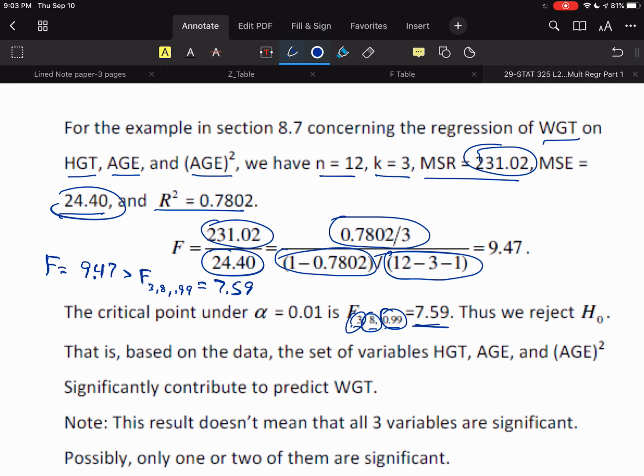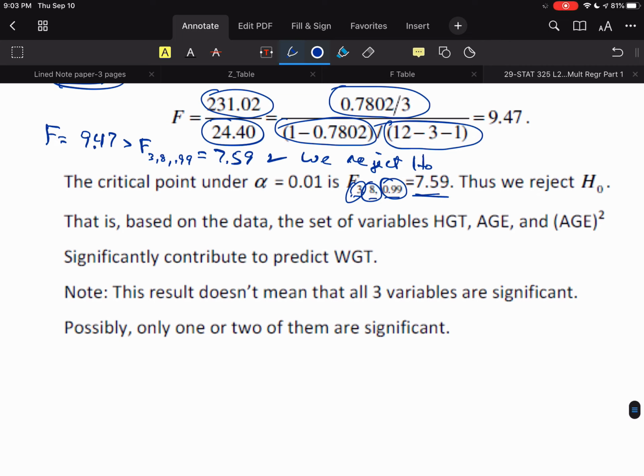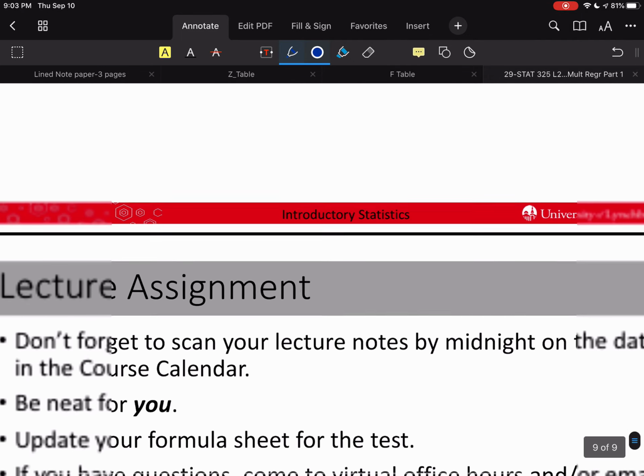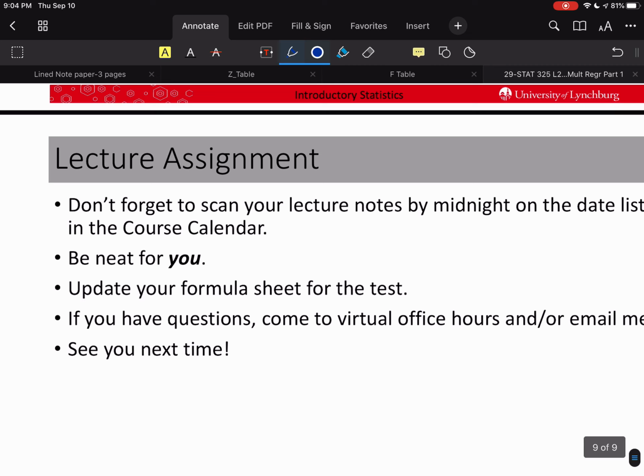since this is true, we reject H naught. Okay? So based on the data, these variables are significant in predicting the weight. But this doesn't mean that all three variables are significant. It means that together they're significant, but we need to look at each one individually to see if they are significant, and we will do that in a future video.